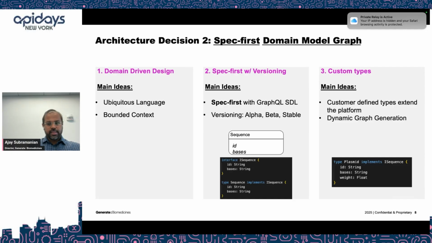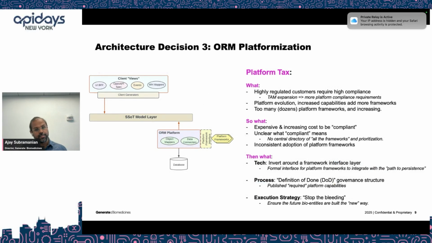Next, let's talk about the platform tax problem, which I promised we'll come to. I won't go into the details of the context, but I'll summarize that the problems we were looking to solve here were, one, there was no clear definition of what compliant meant for the new features that we were building. There was no central repository for all the frameworks and what are required frameworks in a given context. We were also adding more frameworks as we were entering new customer verticals, and that was also increasing the cost of compliance in this kind of environment.